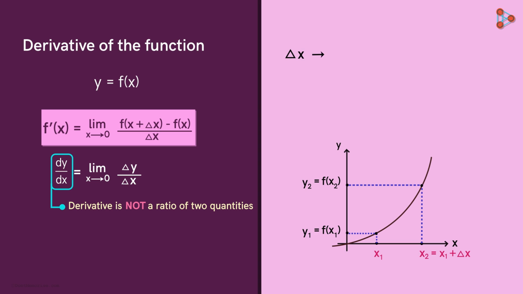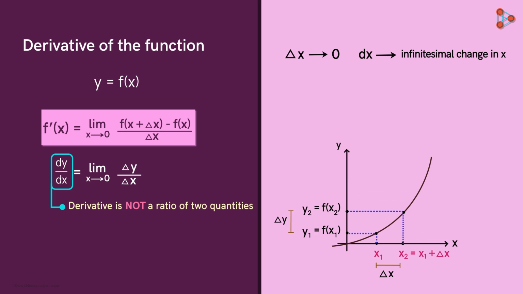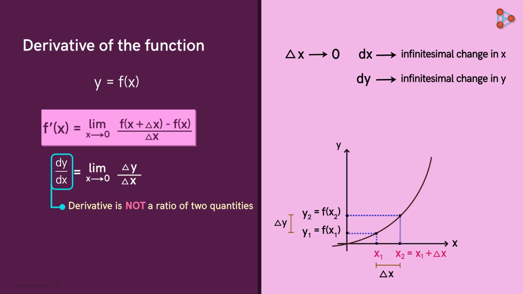Now, delta x tends to 0 means the change in x will get very, very small, close to 0. We say that the change is infinitesimal. We denote this infinitesimal change in x by dx. Now we see that as delta x tends to 0, delta y will also get smaller and smaller. So we say that the change in y is also infinitesimal, and we denote it by dy.